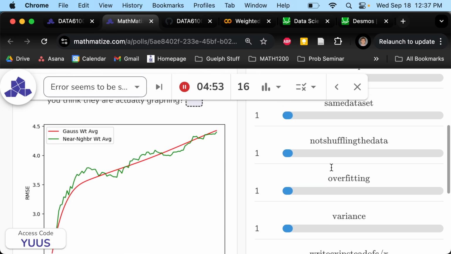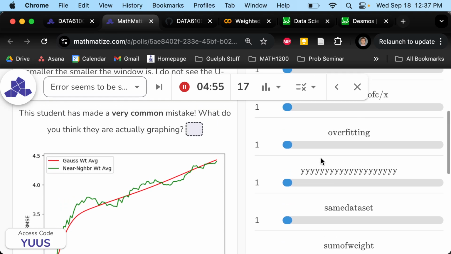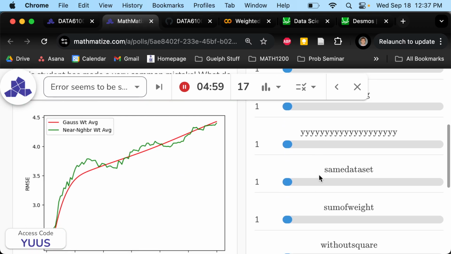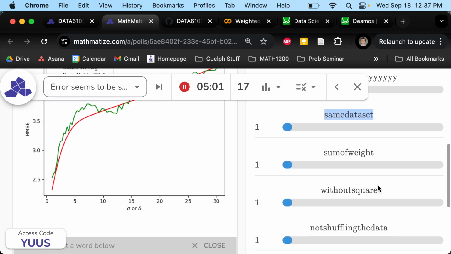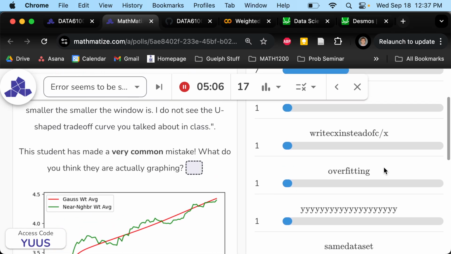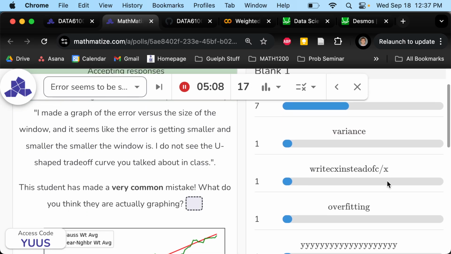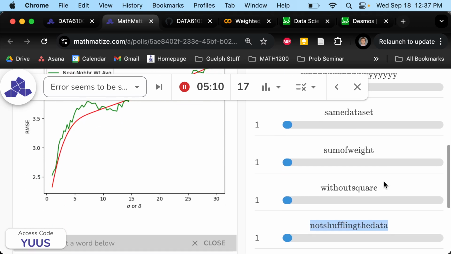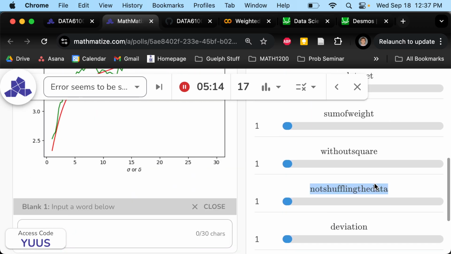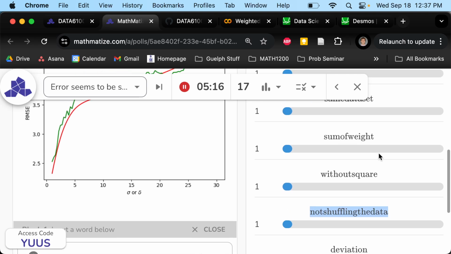Okay, not shuffling the data. Okay, some people have the right idea here, which is same data set. That's kind of the right idea. Not shuffling the data. I saw one that said something like train something, test something. Overfitting without square. Okay. Same data set. Yeah, okay. These are the right idea.